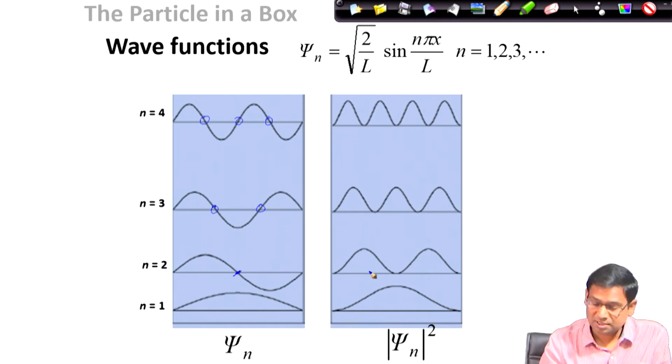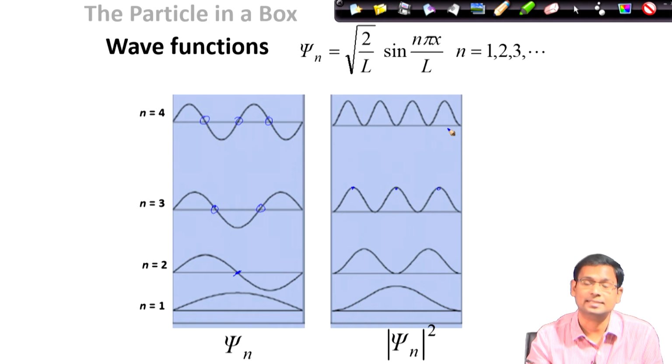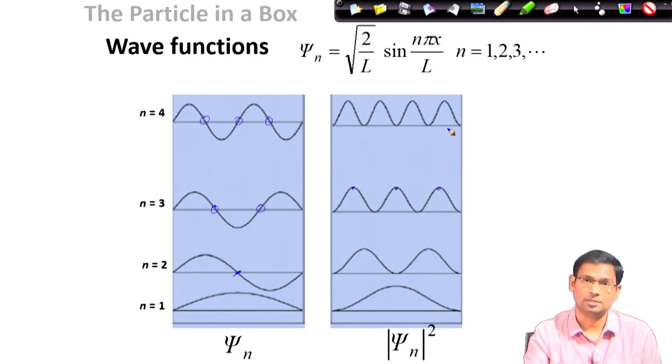The other thing that you notice is that in the probability density plot, I have 2 regions where the probability density is high when n equals 2. When n equals 3, I have 3 points where probability density is the highest, and as I go higher and higher, I see more and more points where the probability density becomes very large.